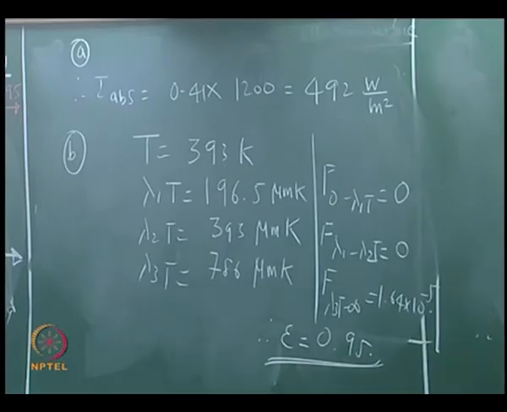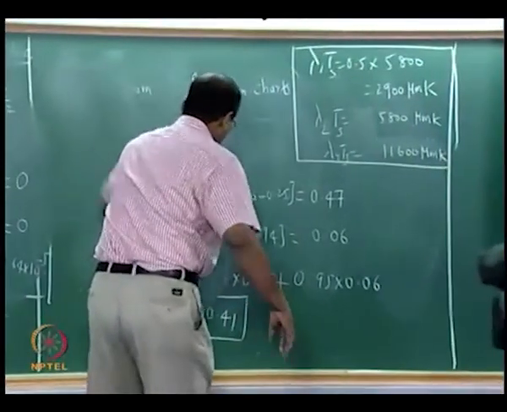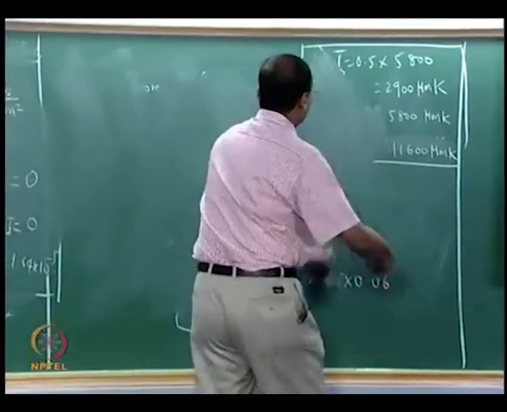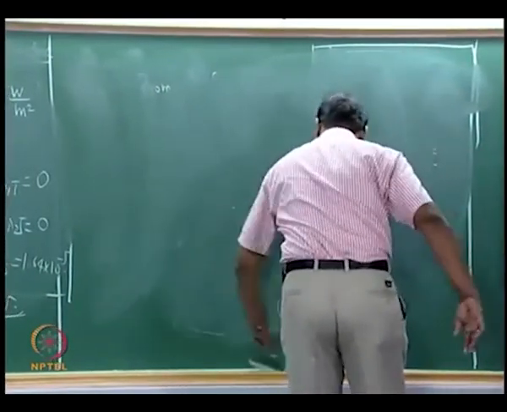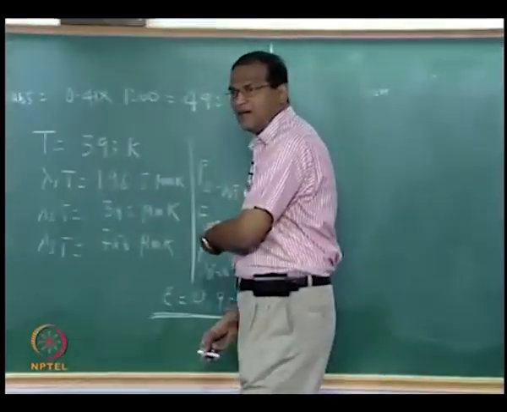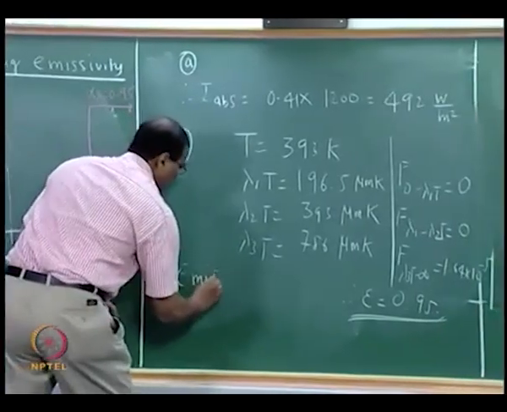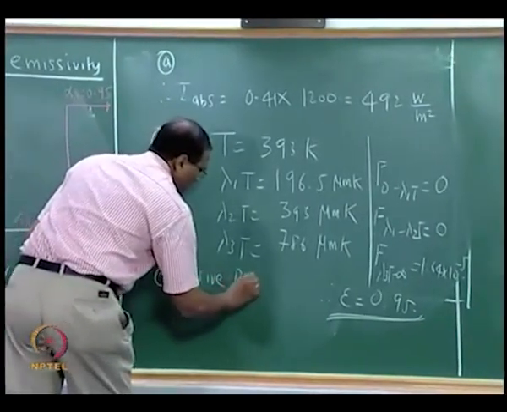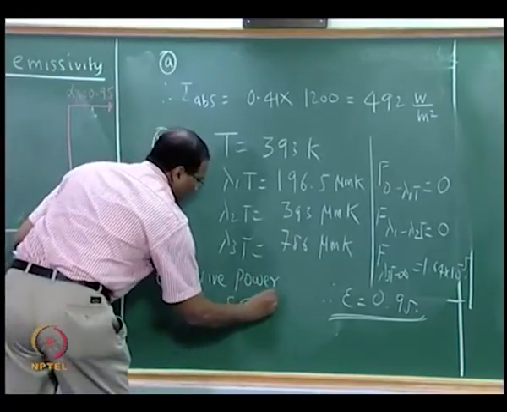Correct? Now I think we are getting more comfortable in evaluating the properties. Fine. Now we know the emissivity also. So what is the net radiation? I asked emitted power. Okay. So E. Yeah, tell me.